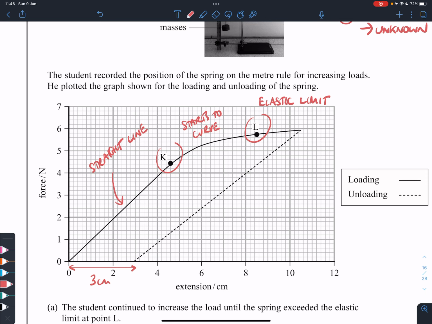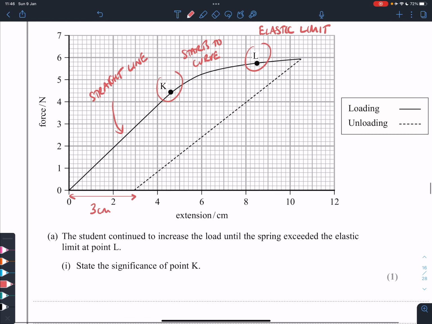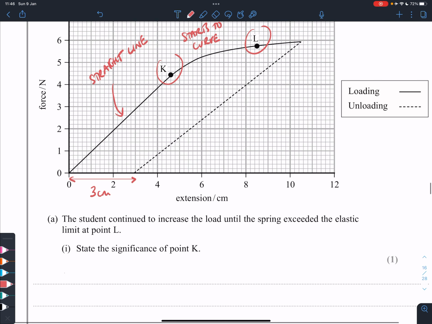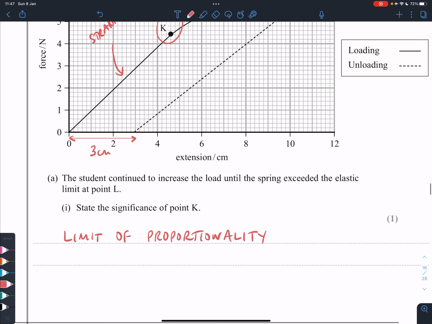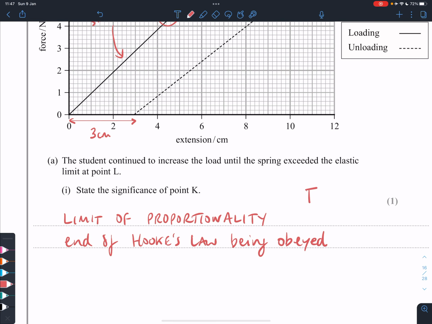So the significance of point K, well, we can see this is the end of the straight line part. So that is what we would call the limit of proportionality. And the limit of proportionality is the end of Hooke's law being obeyed. And probably for correctness, you'd want to say that the extension and the load were proportional. So the force is proportional to the extension.